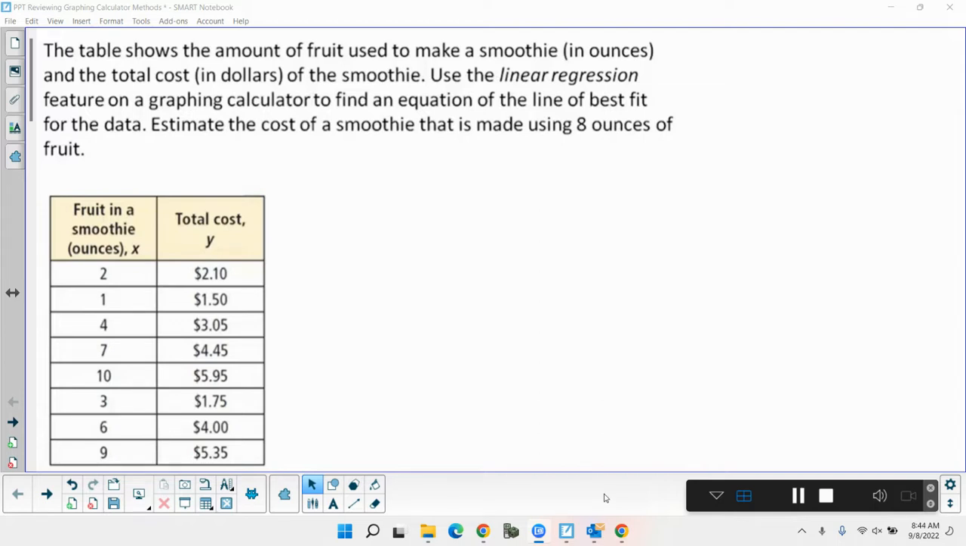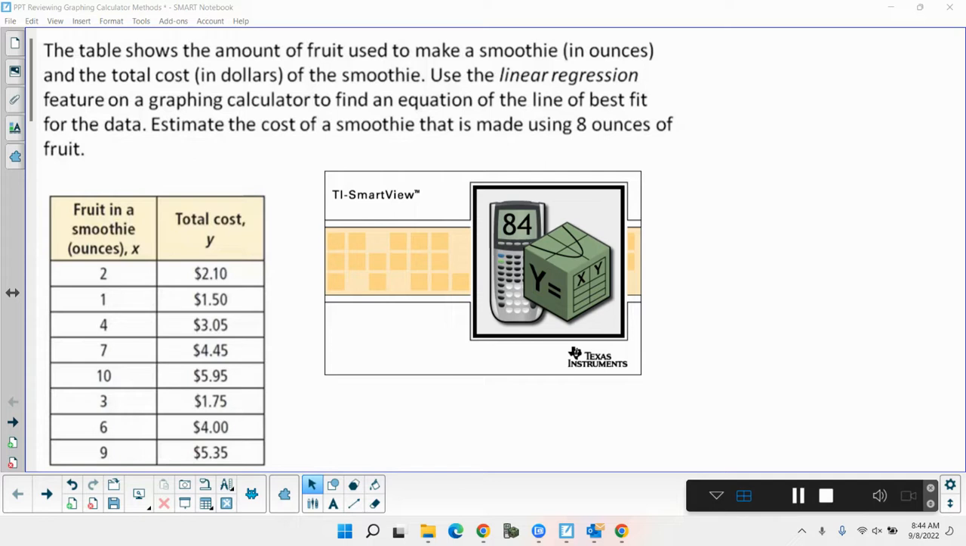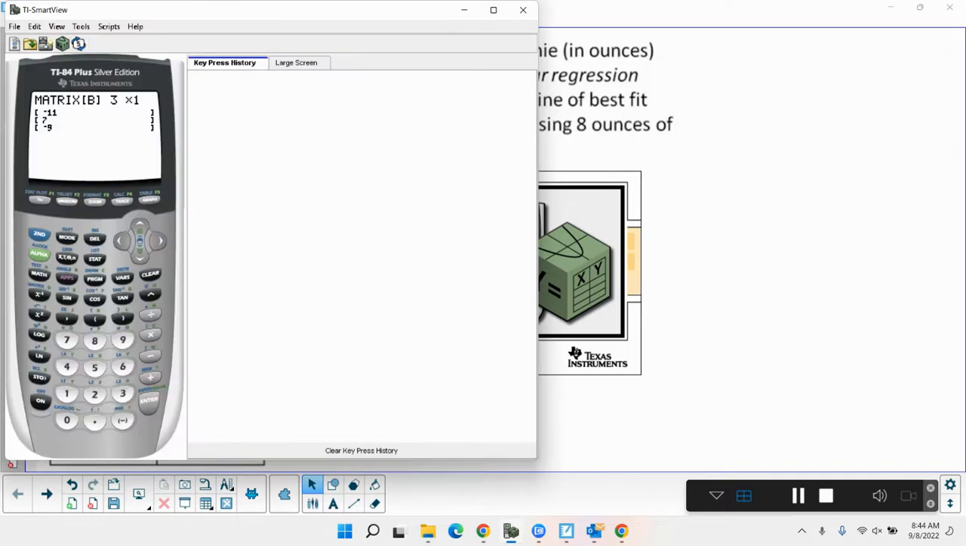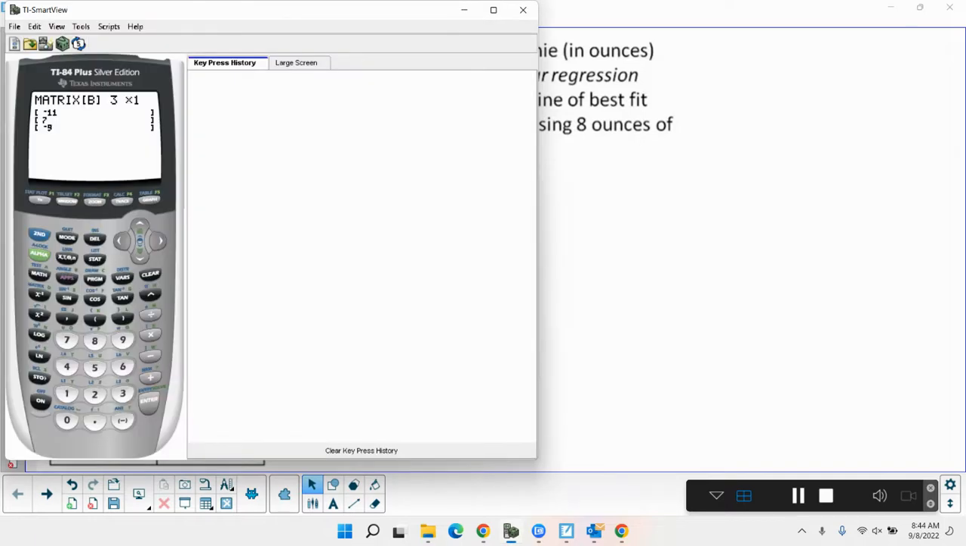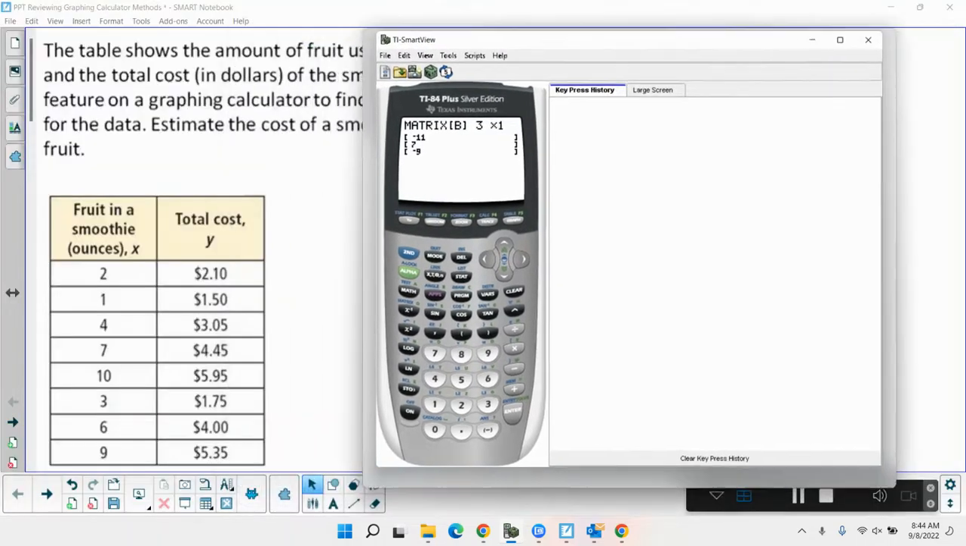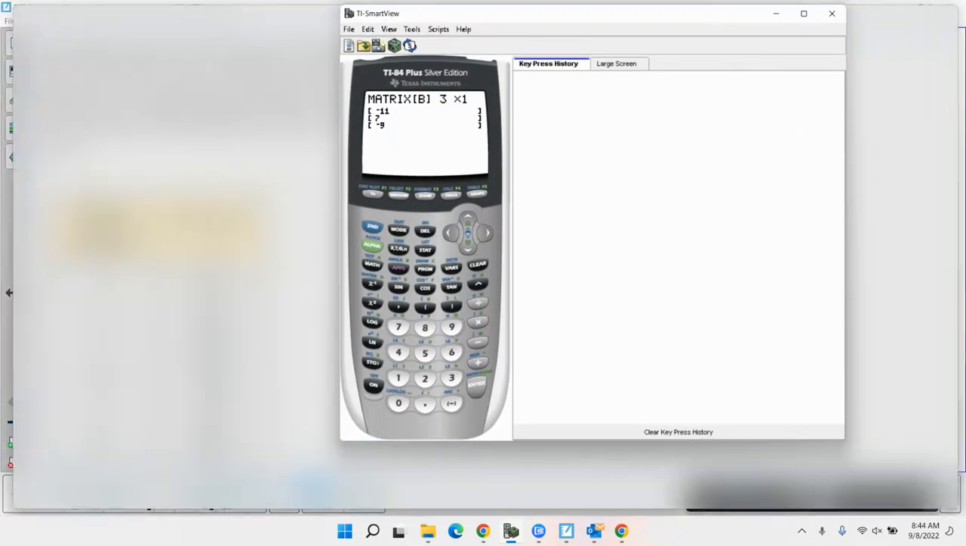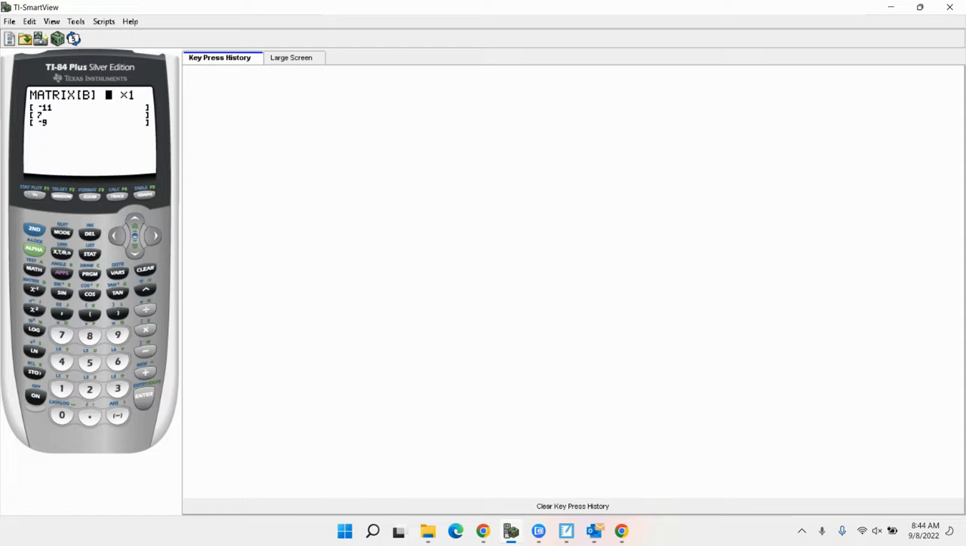So what do we do to start finding the line of regression? What's the first button? Stat. Okay? Now I'm going to leave that open so you can see what I'm hitting. Just move this over here. All right. Why did that go so big?